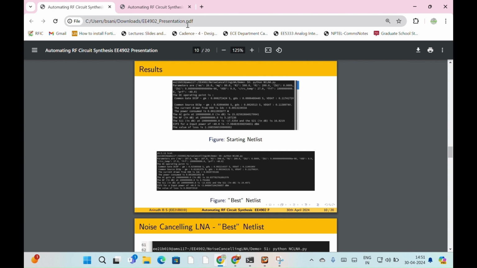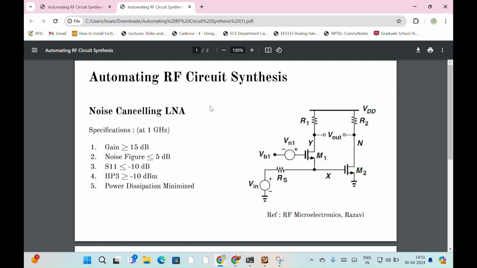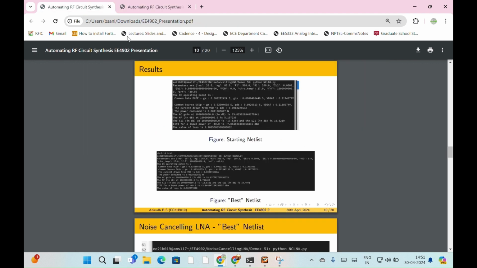Now I'll just briefly describe the specifications. The noise cancelling LNA specifications are at 1 GHz and they are as follows. The gain needs to be greater than 15 dB, the noise figure needs to be less than 5 dB, S11 needs to be less than minus 10 dB, and IIP3 needs to be greater than 10 dBm.